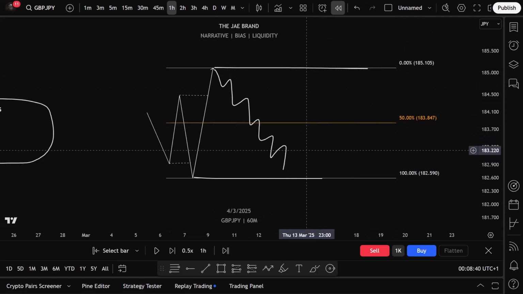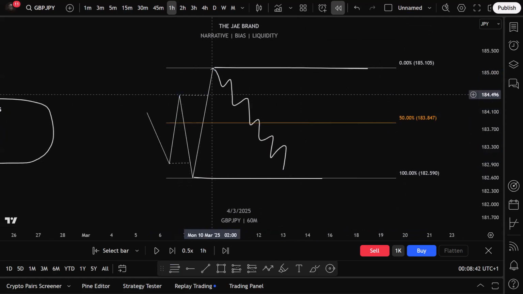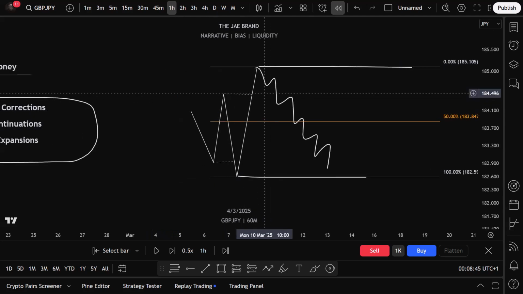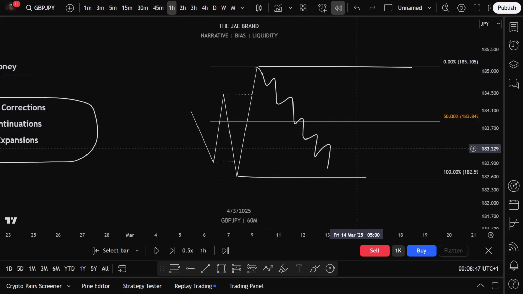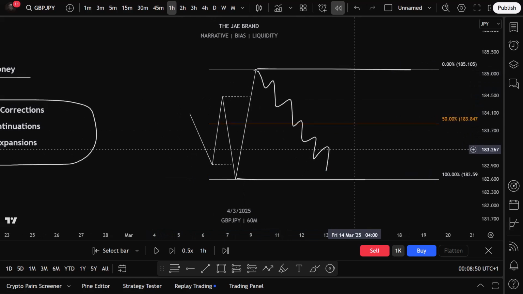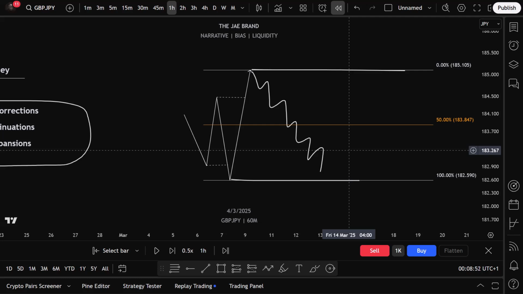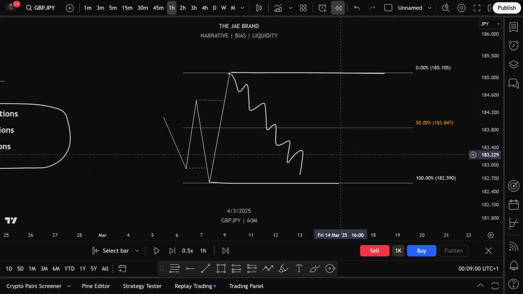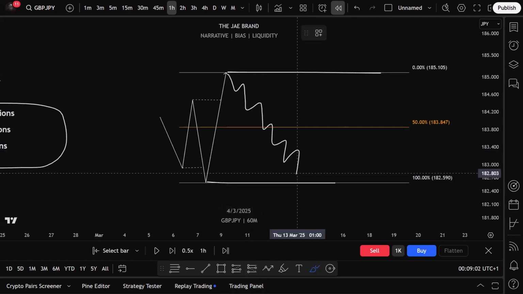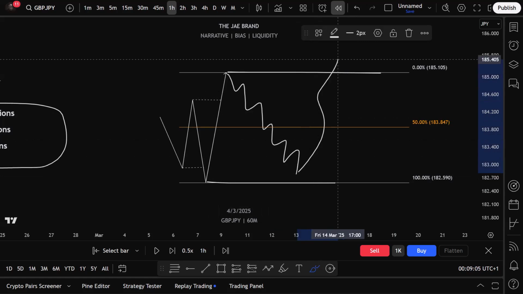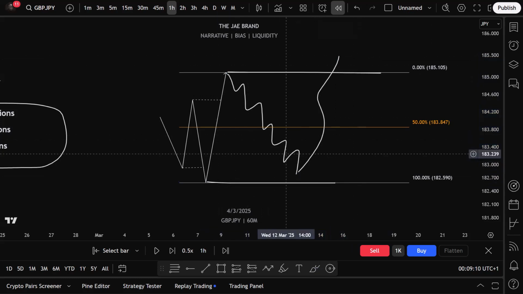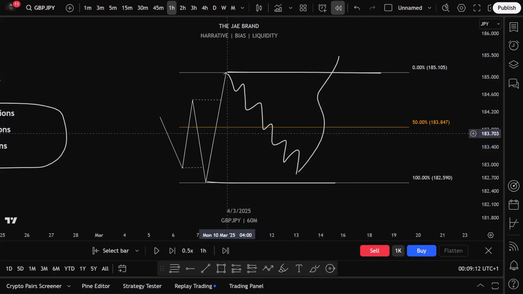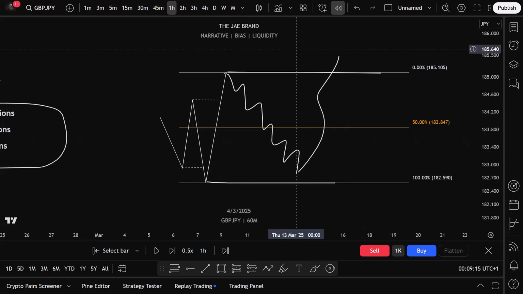So whenever price takes out a transactional liquidity, you should always expect a correction, no matter how far the price goes. It will definitely correct itself or retrace back to fill up an area of value before continuing its trend.